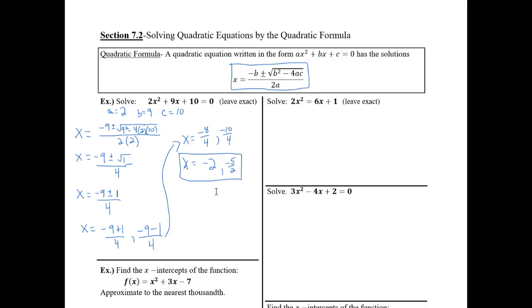If you have radicals, you should simplify your radicals, and don't forget to simplify complex numbers. So square root of -1 is i. Go ahead and try the two examples on the right.